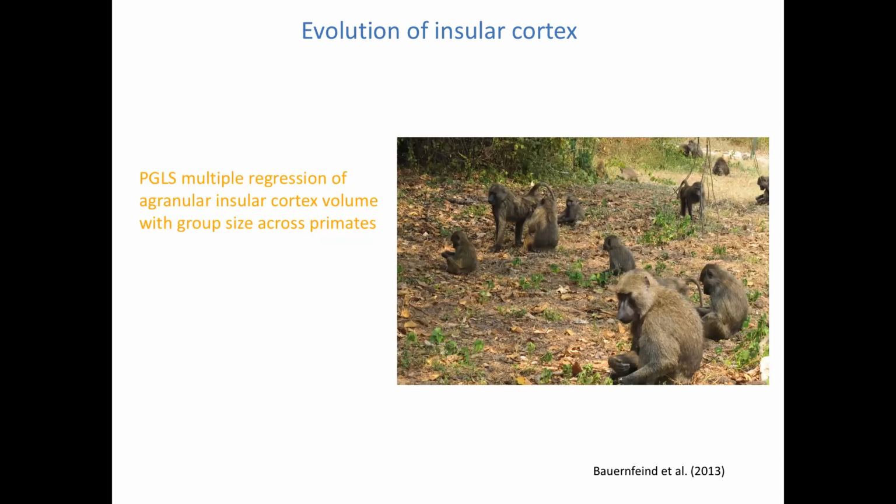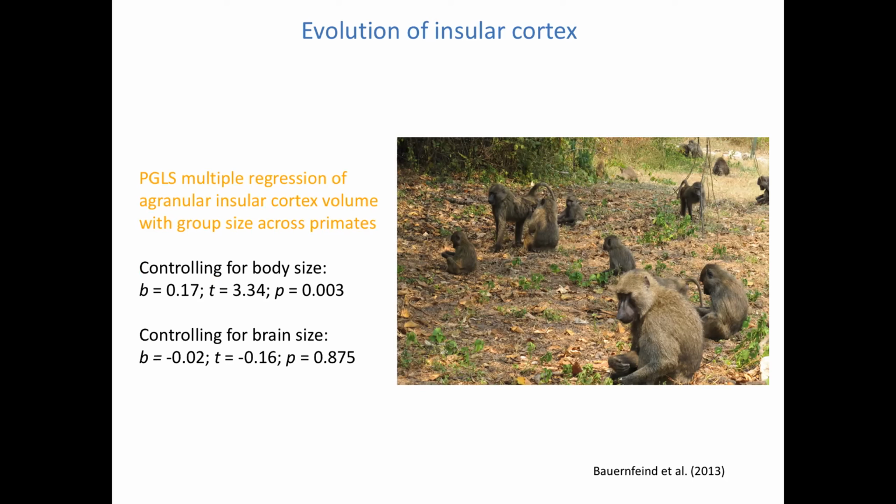Another question that one can ask with these sorts of data is whether species variation in anterior agranular insular cortex might be associated with social cognition capacity across primates. So to examine this question, we used PGLS multiple regression of agranular anterior insular cortex volume compared to group size across primates. When you control for body size, there is a significant relationship, but once you factor in overall brain size in that predictable allometric scaling, there's no longer a significant relationship.